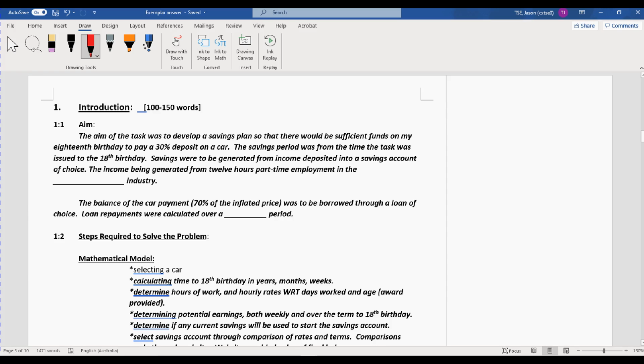I mean for the financial planning you've done. For example, in this template, you see that the aim of the task was to develop a saving plan so that there will be sufficient funds for my 18th birthday to pay a 30% deposit on a car. That's no problem, so you could use that. The saving period was from the time the task was issued to the 18th birthday.